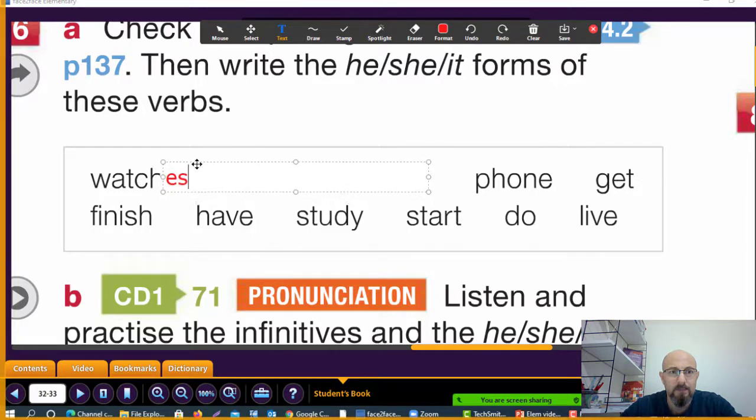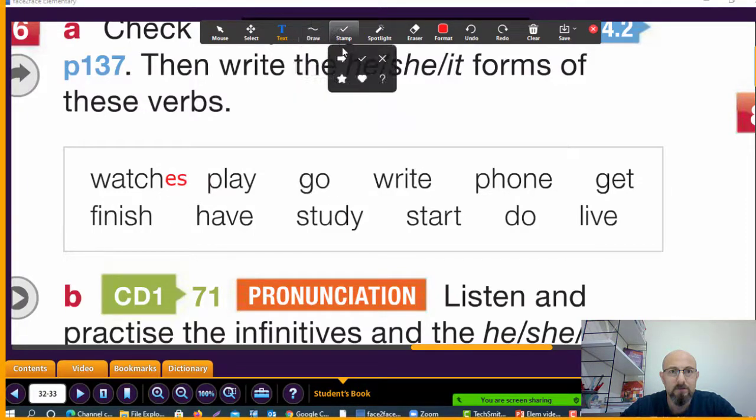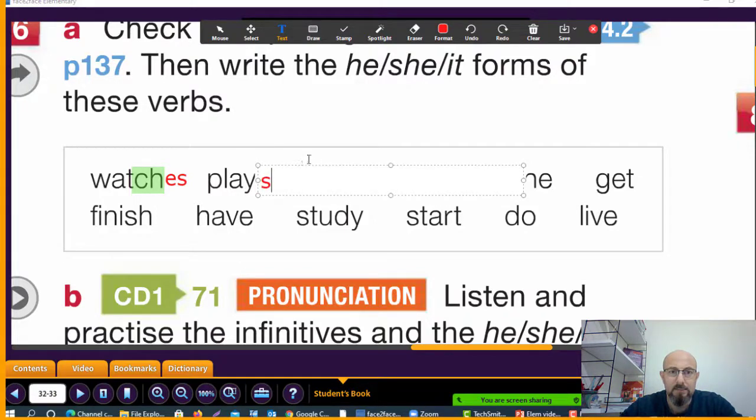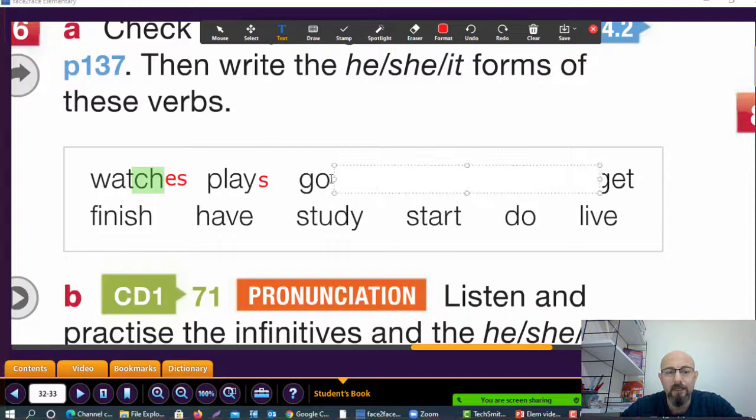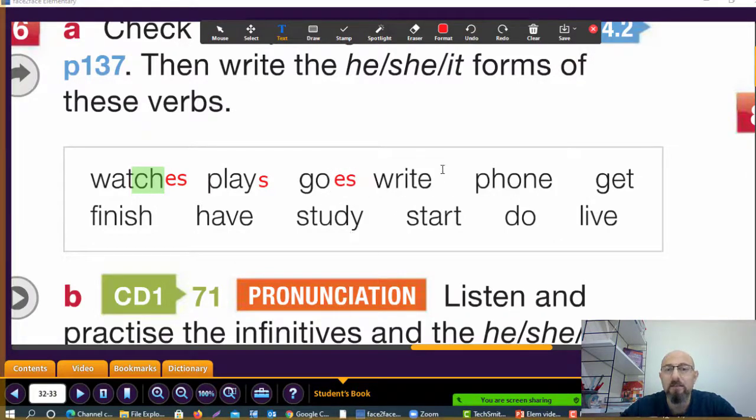Why did we add ES? Because the last two letters are CH. Play, we added S, not IES. Why? Because before Y we have A. Go, this is irregular. We said we add ES. No grammar here. Okay, guys, so stop the video. Do these verbs, then we'll check together. Okay.